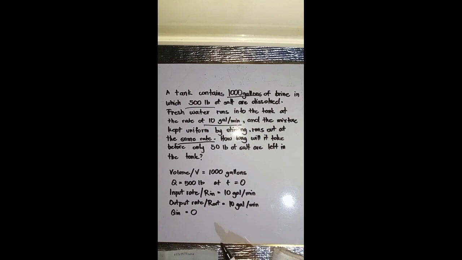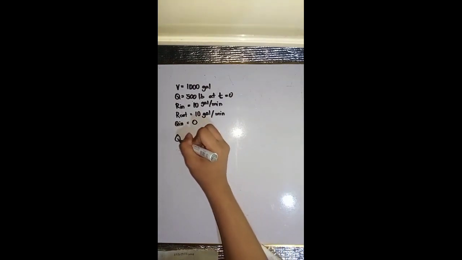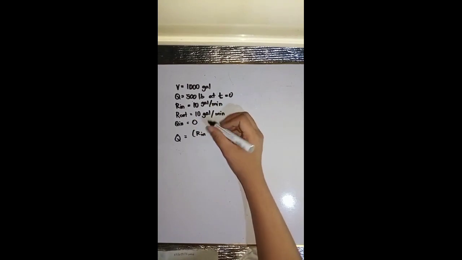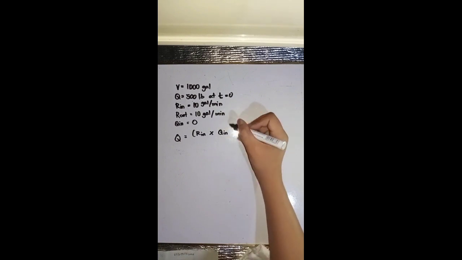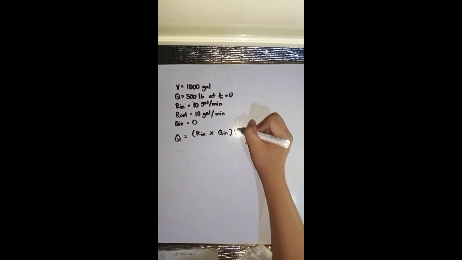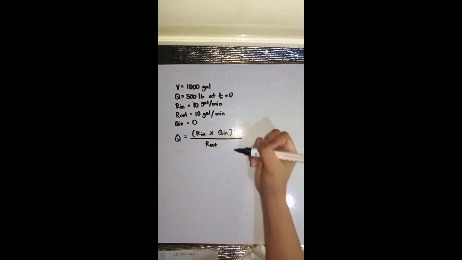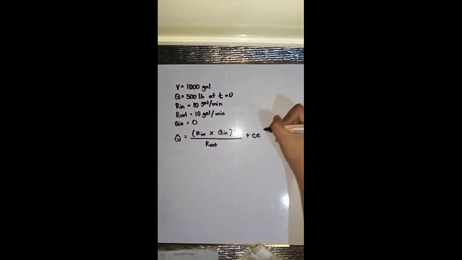Now, to solve this, we will use this specific formula. Q is equal to (R in multiplied by Q in) multiplied by the volume over R out, plus C e raised to the power of negative R out over V times T. This is the formula that we're going to use in order to solve this problem.